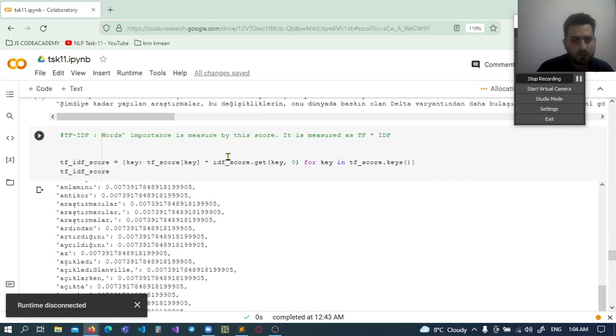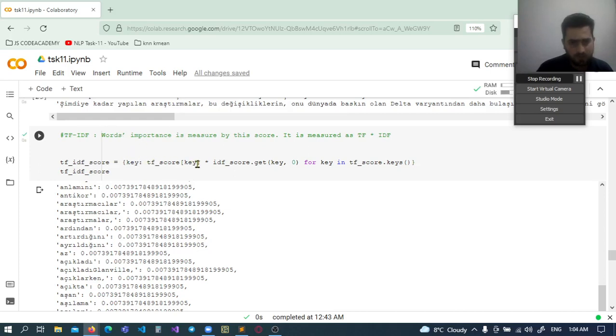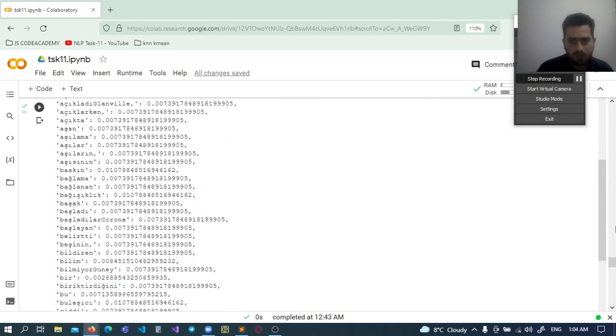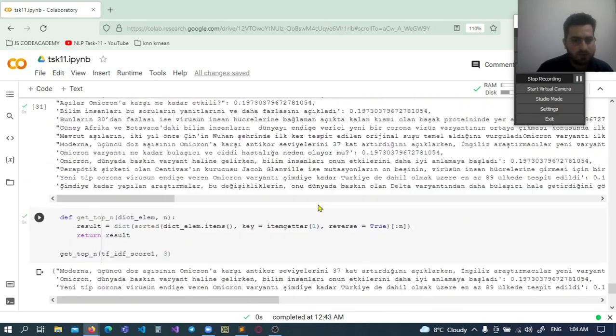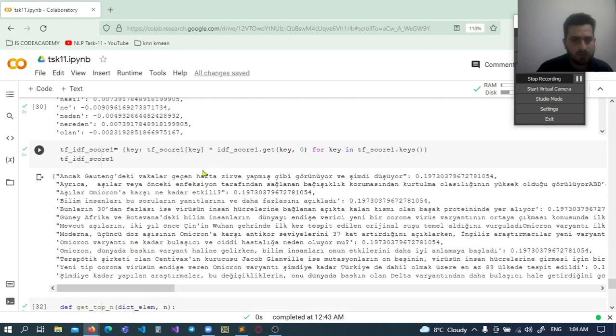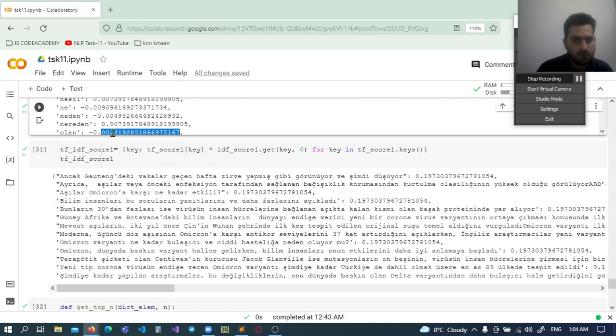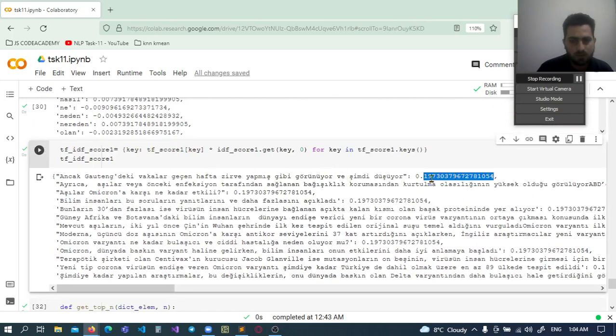After that, we are calculating our last value of importance by multiplying, for each word, the frequency of that word by the importance of that word. Similarly, we are doing the same thing for our sentences. As you can see here, we have each word with its final importance, and each sentence with its importance.